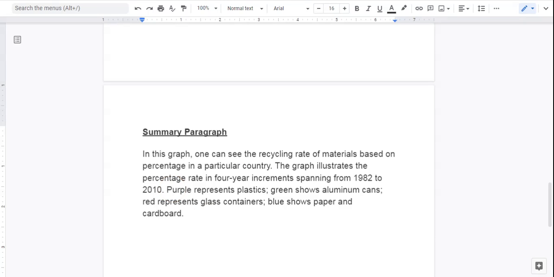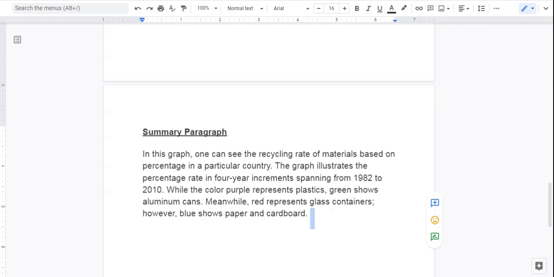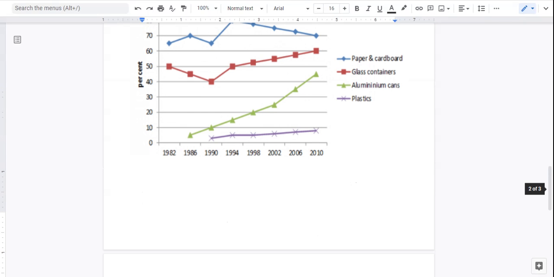While the color purple represents plastics, green shows aluminum cans. Meanwhile, red represents glass containers. However, blue shows paper and cardboard. All right, 11 minutes and 30 seconds remaining, writers.